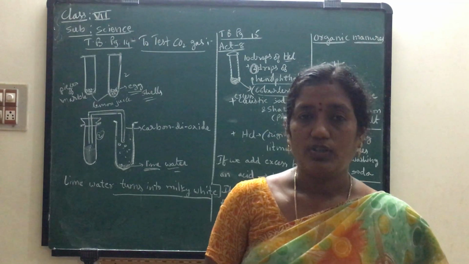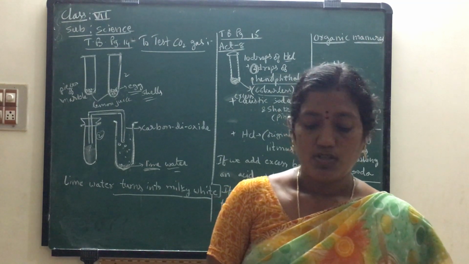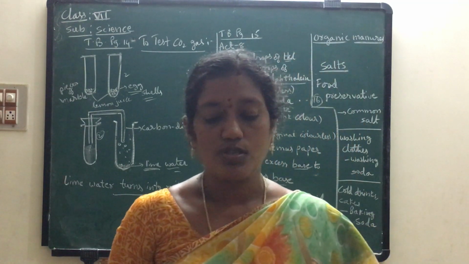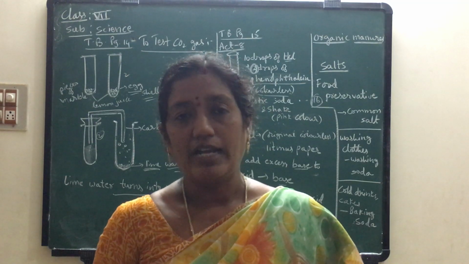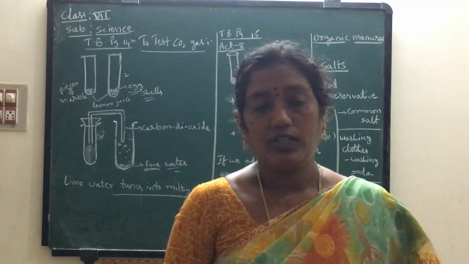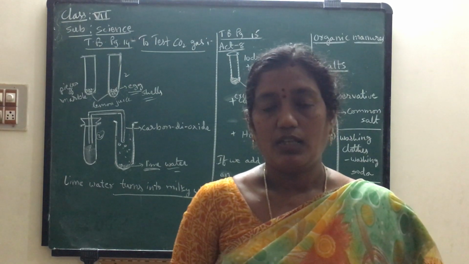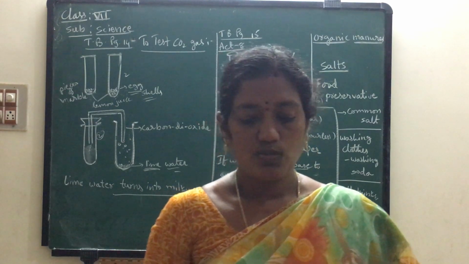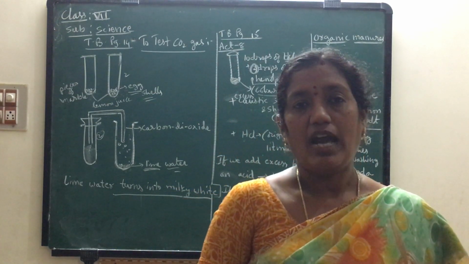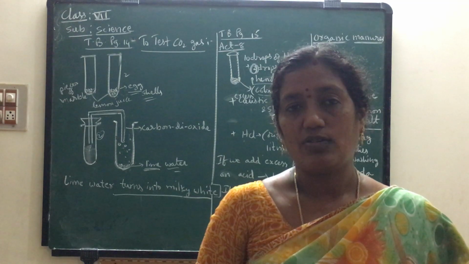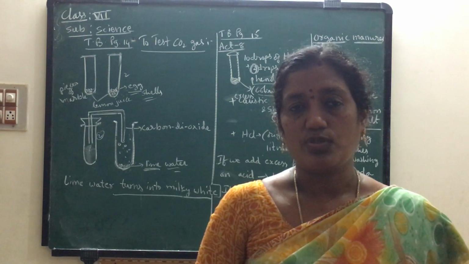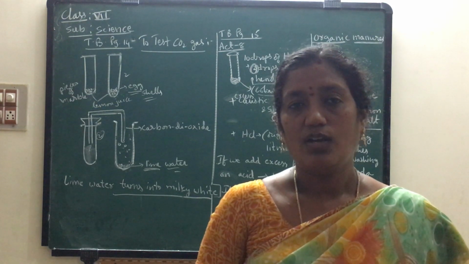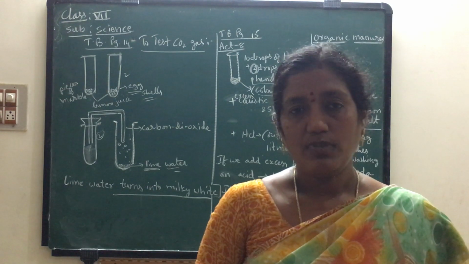In the next column you have bases, children. Removing grease stains: in order to remove grease stains from our clothes, children, we use ammonium hydroxide. Okay children, for removing ink stains we also use ammonium hydroxide, and soap solution contains potassium hydroxide and sodium hydroxide. We naturally use soaps, so soaps also contain bases. Which bases do they contain? Potassium hydroxide and sodium hydroxide.